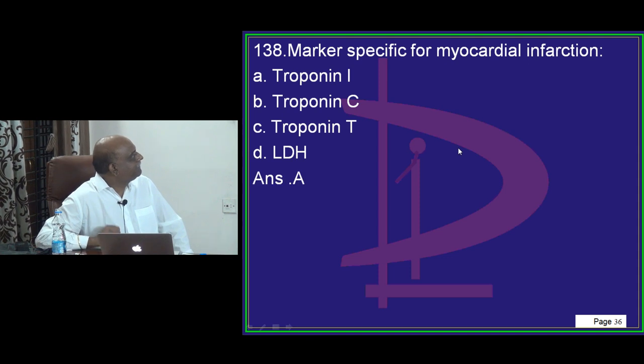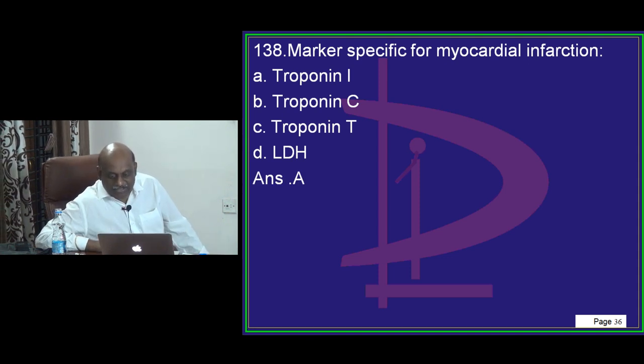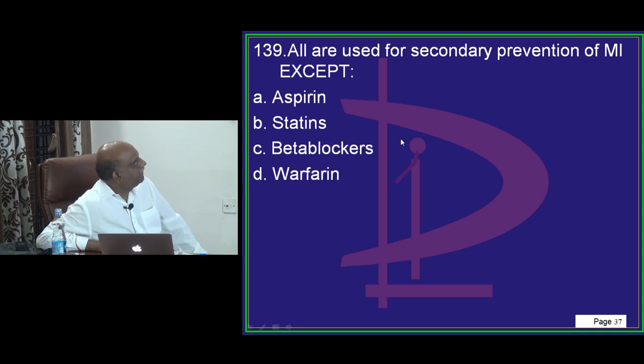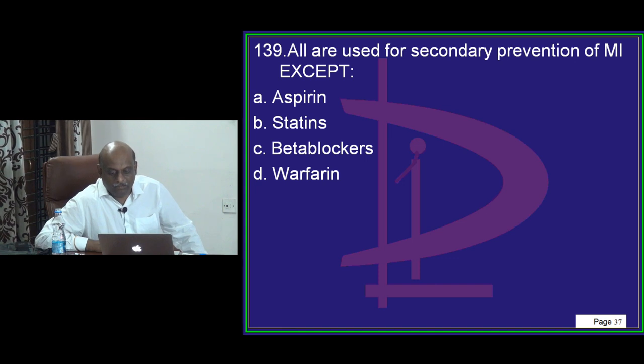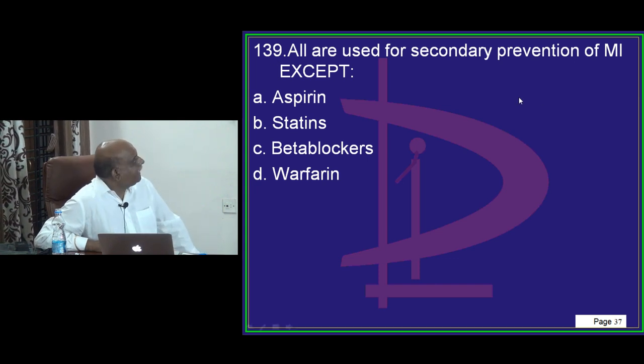That's good. Troponin I, Sandeep, Sweetie, everyone. But Sweetie is clean bold. Troponin I is a specific marker. What are the drugs that are used for the secondary prevention of MI? 139, secondary prevention of MI. Shoot your answer.